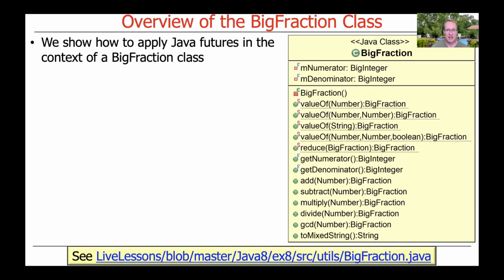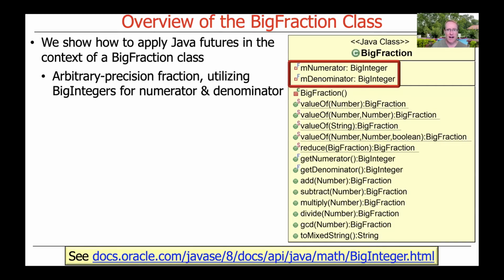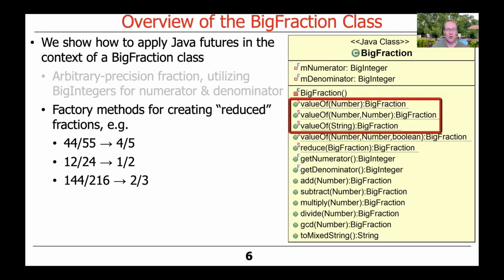Big fraction is a class that gives you arbitrary precision fraction arithmetic. And the way it works under the hood is it uses big integers for numerator and denominator. Big integers can hold arbitrary precision, so numerators and denominators can be arbitrarily large, up to the point where you run out of memory on your machine. And you can do various things with this.